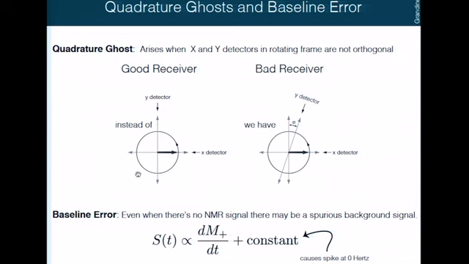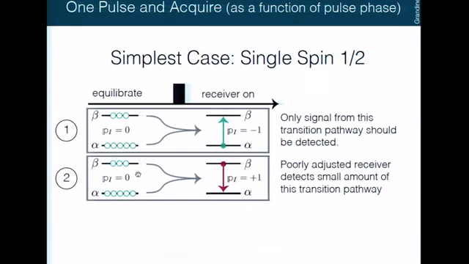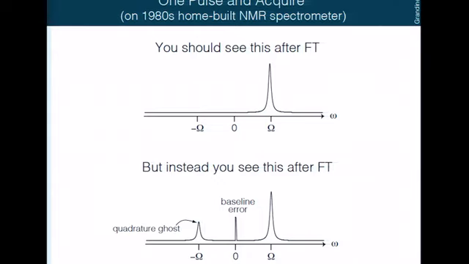So here are two problems. When you have this quadrature ghost, the effect is to actually allow you to detect a little bit of P equals +1. I said you couldn't detect that. Well, if you have a bad receiver, you will detect a little bit of P equals +1. So you need to get rid of that. Instead of seeing a spectrum where you just have your resonance where you expected it, you get some spike at 0 and you get some ghost over here. This is pretty bad, but sometimes it can be this bad.